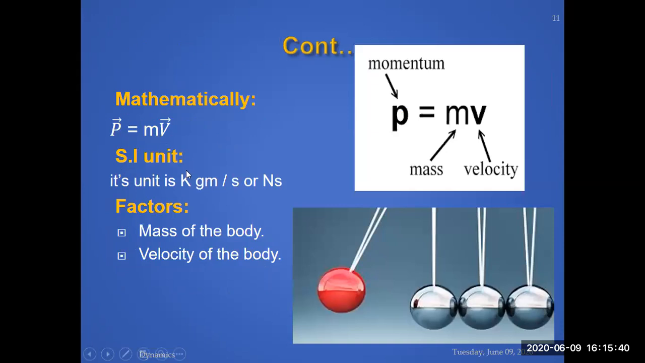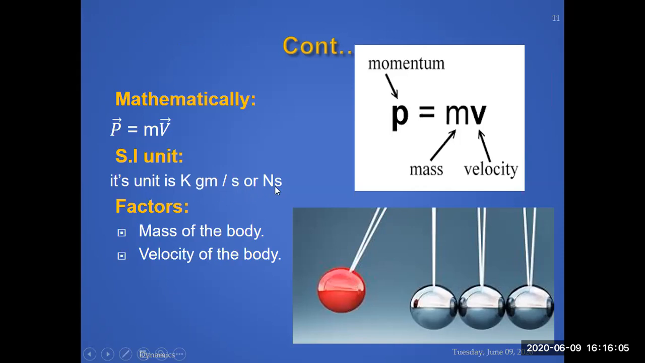SI unit: based on the units of mass, it's kg, and based on the unit of velocity, it's meter per second. So combined, its unit is kg meter per second or Newton second. How is it calculated? By multiplying and dividing with second. So it will be kg meter per second square one. It will be equal to Newton. The other one is second remaining, and it will be Newton second.